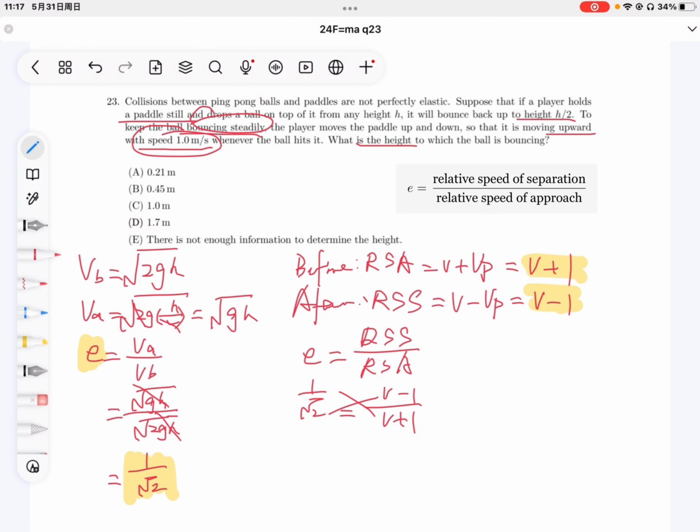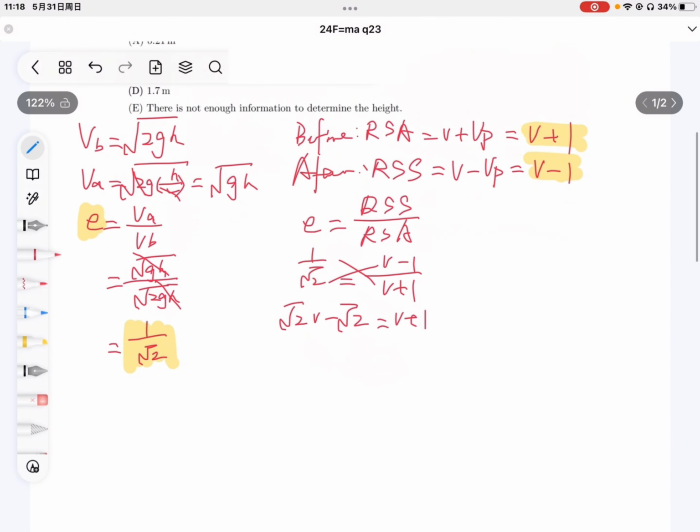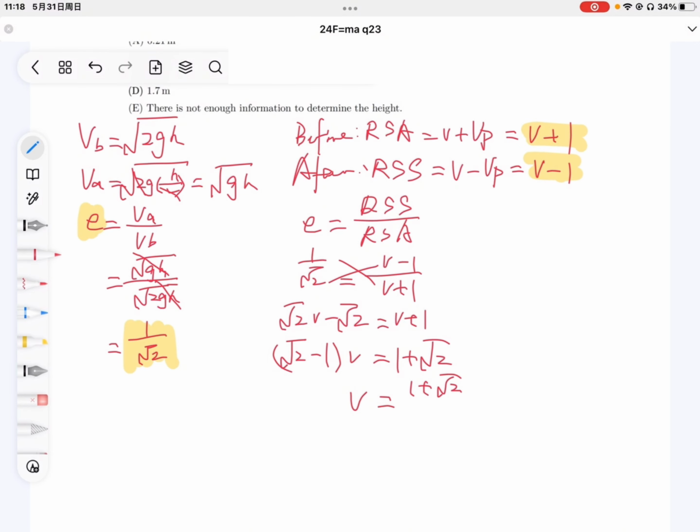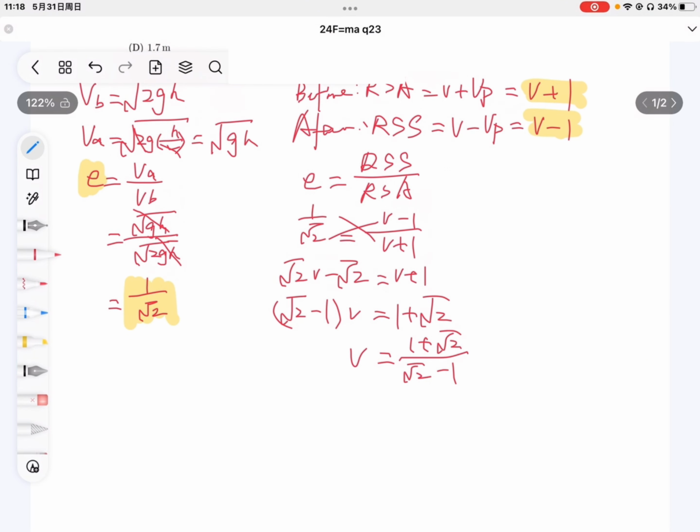We cross multiply: √2 v minus √2 equals v plus 1. So (√2 minus 1) v equals 1 plus √2. V equals (1 plus √2) over (√2 minus 1). We just put it into the calculator, which gives us v equals roughly 5.83 meters per second. Now we finally have the velocity.